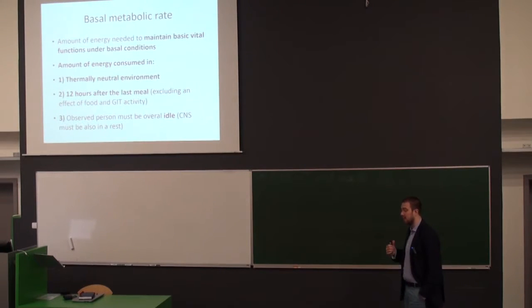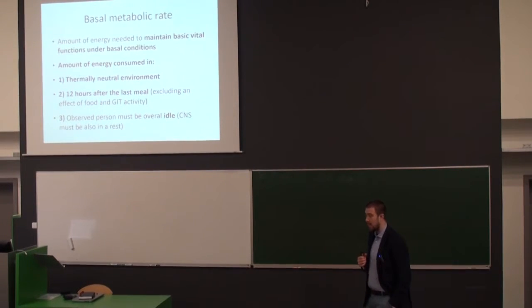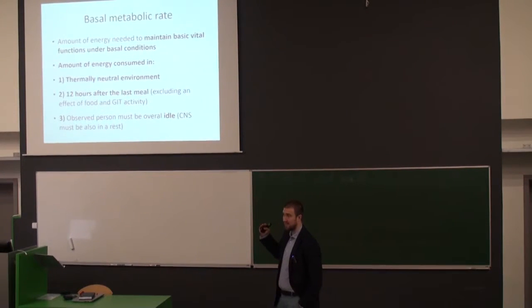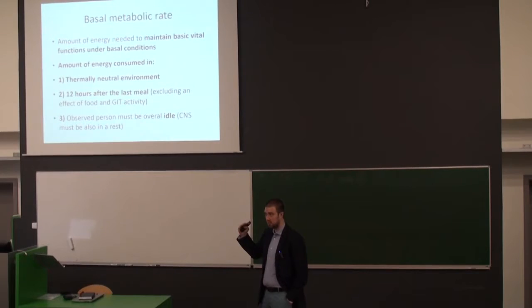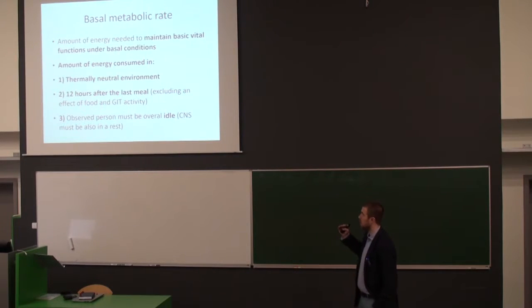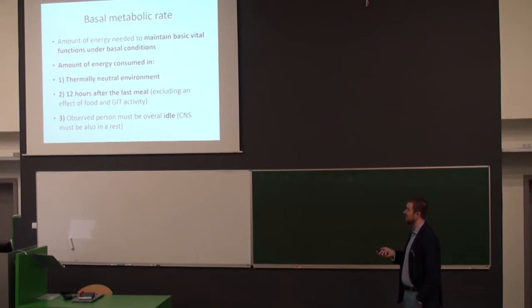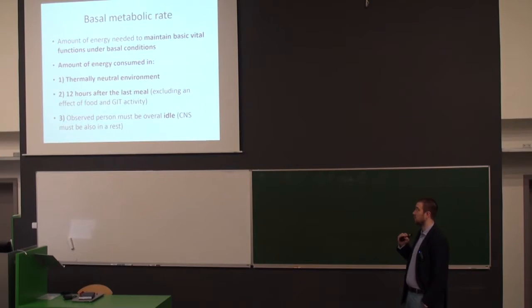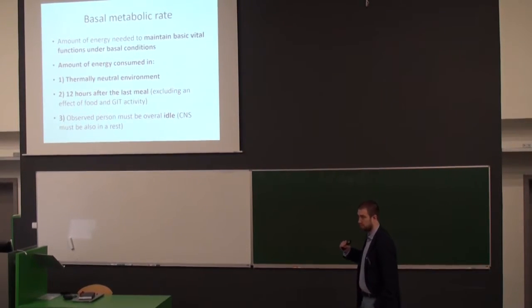The first parameter is basal metabolic rate. As you heard in the name, it has something to do with the metabolism and something to do with the basal metabolism. So we can define it as the amount of energy that we need to maintain the basal vital functions under the basal conditions.